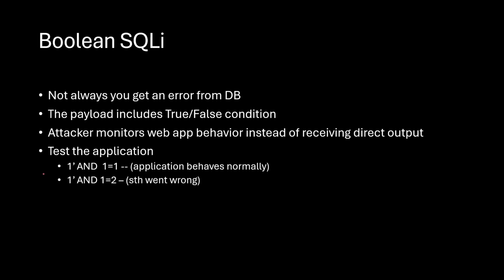As an example, in 1 and 1 equals 1, both sides of that condition should be true. So we know that 1 equals 1 and 1 is probably an ID or something that is working fine. So we know everything is fine. But when we submit 1 and 1 equals 2 and an error happens or the behavior of the app is not as before, then we know that our injection is working because the condition after the AND is not valid and the server is responding to that.